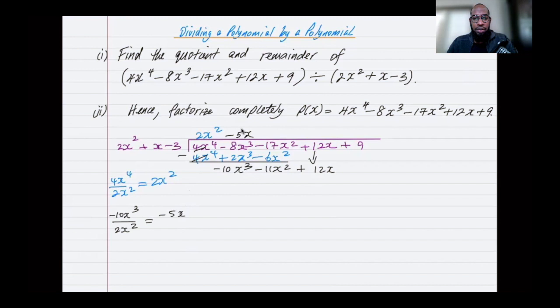Continuing, take the negative 5x and multiply by each term. So when you're multiplying 2 different signs, it's a negative. 5x times 2x squared is 10x cubed. So we see we have the same terms here, right? So we're on the right track. When you're multiplying 2 different signs, it's a negative. 5x multiplied by x is 5x squared. Continuing, you're multiplying 2 same signs in this case, so it's a positive. 5x times 3 is 15x.